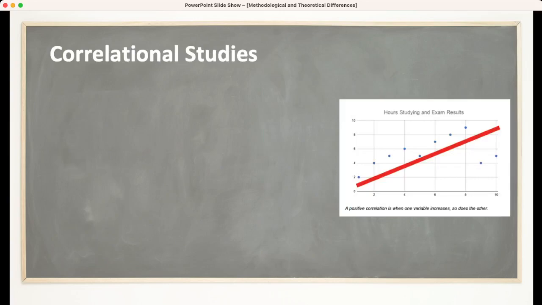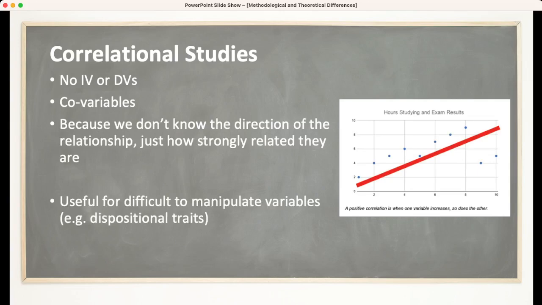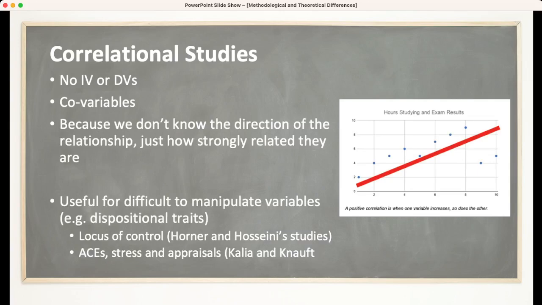Now, correlational studies are another research method that might be used. And this is where we're not looking at A versus B. There's no independent or dependent variables, there's just covariables. We gather data on two variables and we see how strongly they are related. So for example, looking at locus of control, ACEs, stress reappraisals, these are all correlational studies.